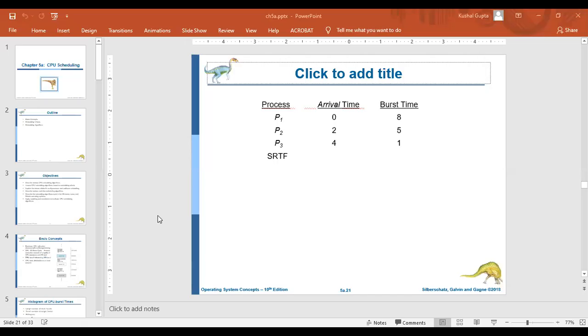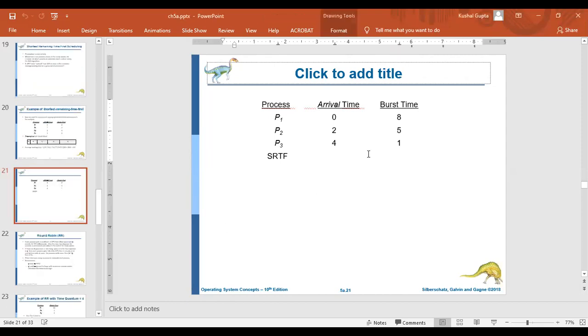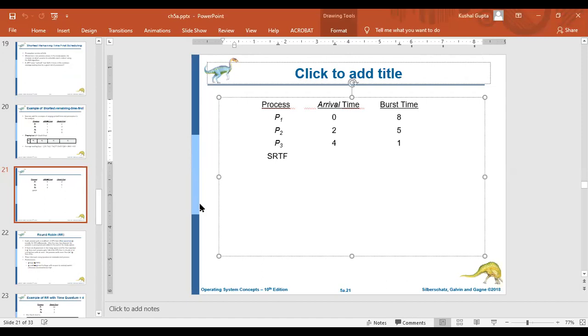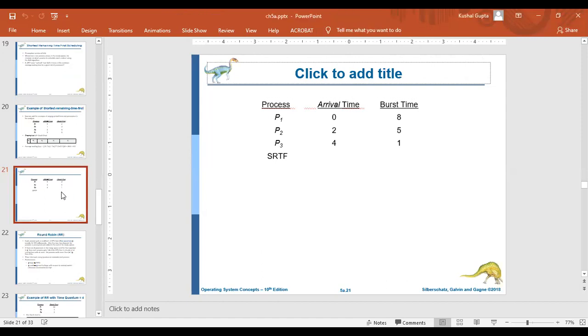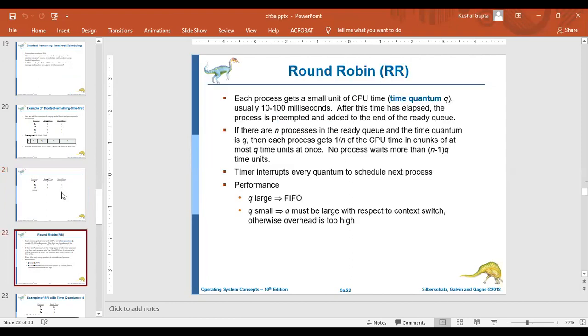Okay, so in the last class, I gave you this particular numerical to solve. I don't know whether you have solved this or not. If you are facing any kind of difficulty, you may ask the problem. Now we are moving forward to the next scheduling algorithm, that is the round robin scheduling algorithm.